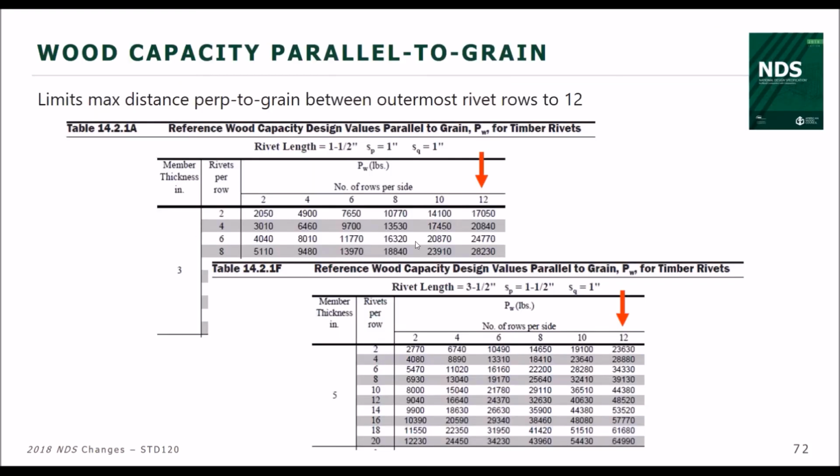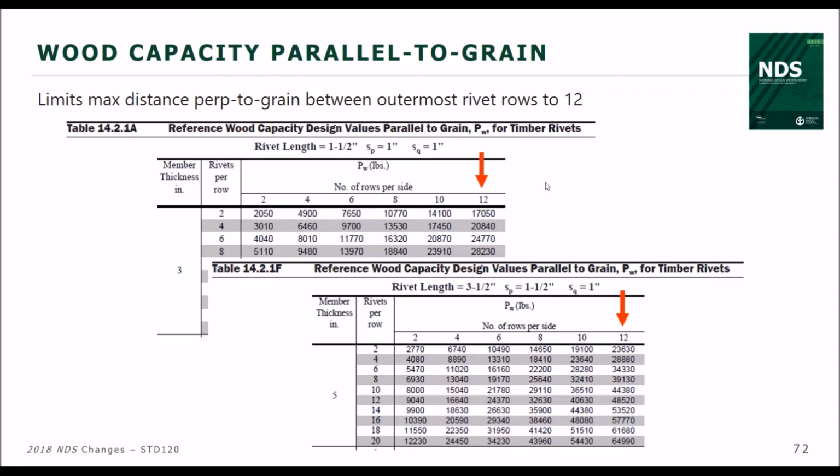Chapter 14, just a fairly minor change of how we tabulate timber rivet design values, where we limit the maximum distance perpendicular to grain between the outermost rows to 12 inches. And so you see we've had to truncate these tables. I think they used to go out to about 20 rows or something like that.